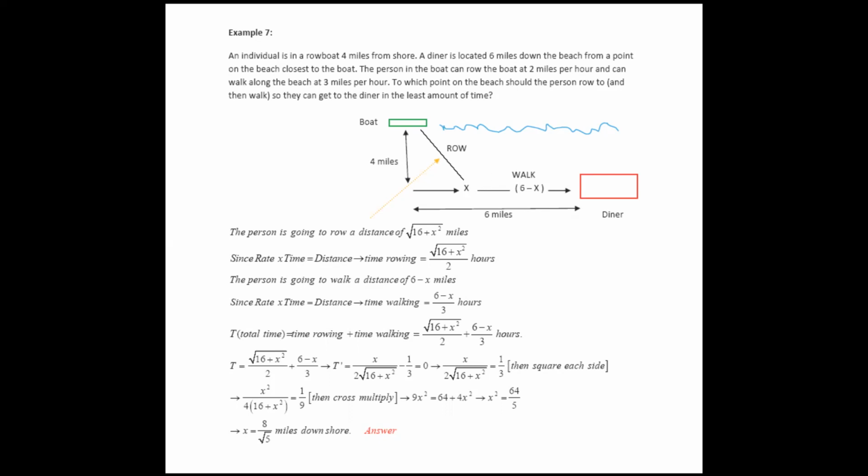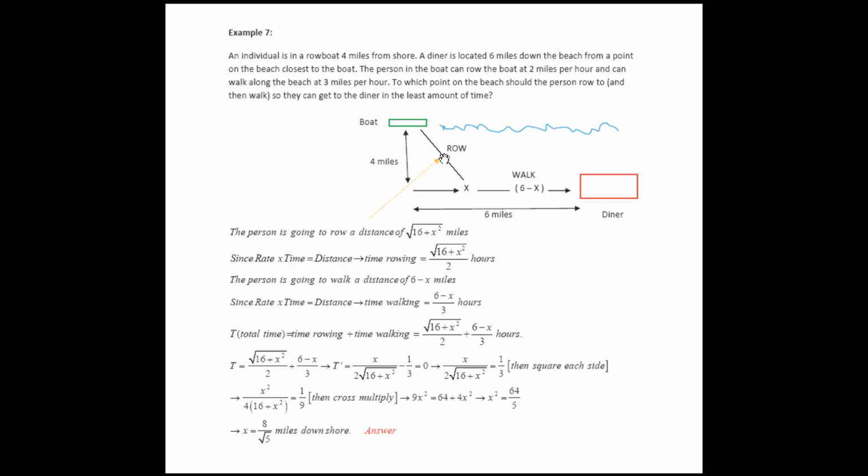So this is what we're interested in. We're labeling this as X. This right here is X. And what we need to find out is, so this is 6 minus X. You see, this is 6 miles, and this is X. So if this is 6 and this is X, then this distance is 6 minus X. That's how far they're going to walk, 6 minus X miles.